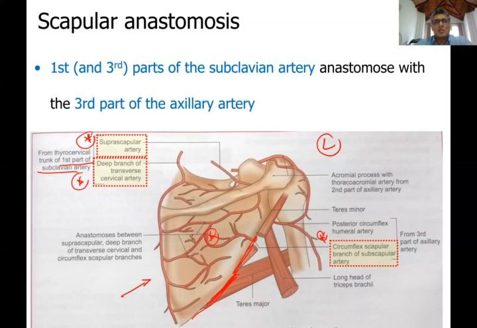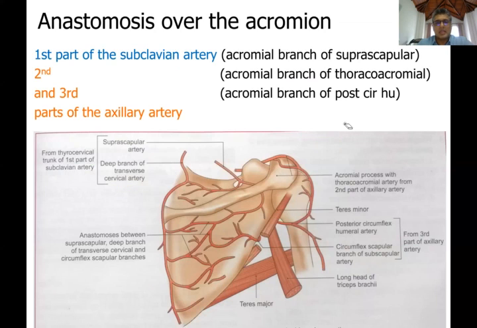Then there is an extension to that anastomosis. If I move on to the next slide, here there is a branch given from the suprascapular artery, which is called the acromial branch.